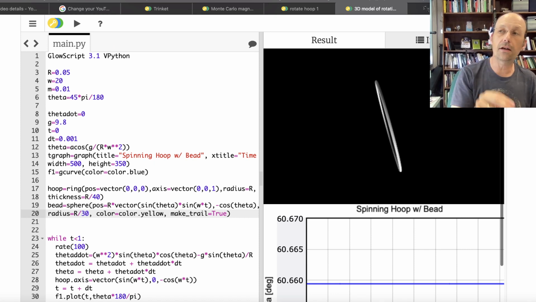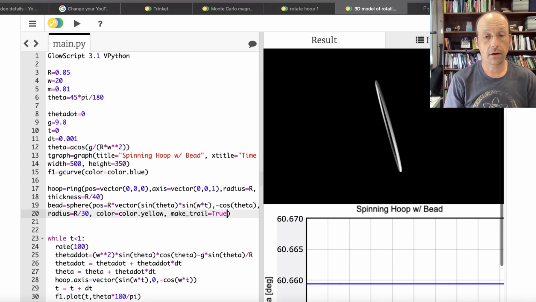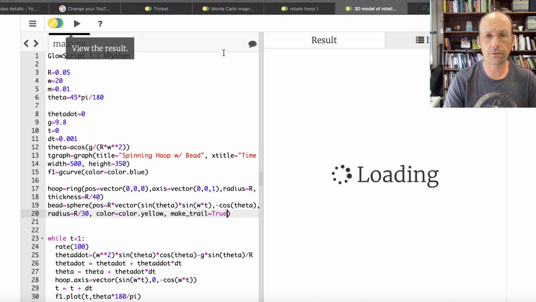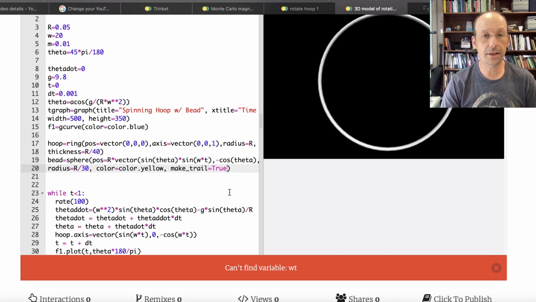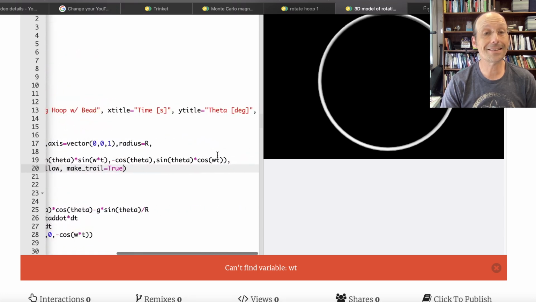And that's in the GlowScript documentation. You can make a trail for something like that. Now let's just run that and see if it looks fine. It won't move, right? Because we never told it to move. And see, good thing we ran it. Can't find WT because it doesn't exist. W times T.